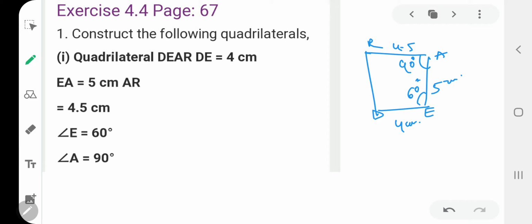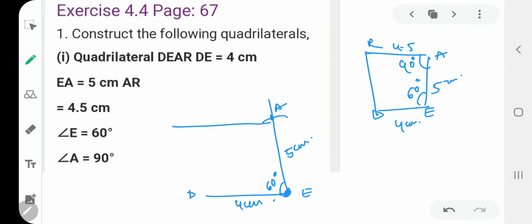Let's start. Now you can take a base DE of 4 centimeter. At point E, you can mark 60 degrees with your protractor. At this point, you can take your compass, make an arc of 5 centimeter, and mark this as A. On this point A, make 90 degrees. Got my point clear? Then on this A, keep your compass and take an arc of 4.5. Mark this as R and join D and R. This is your required figure.